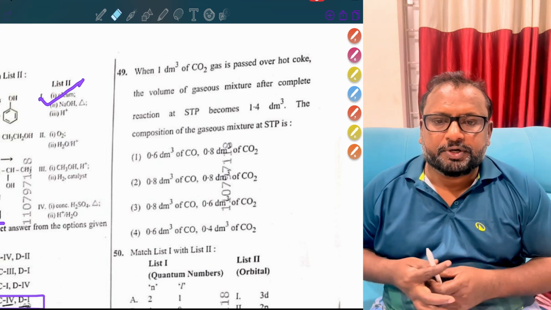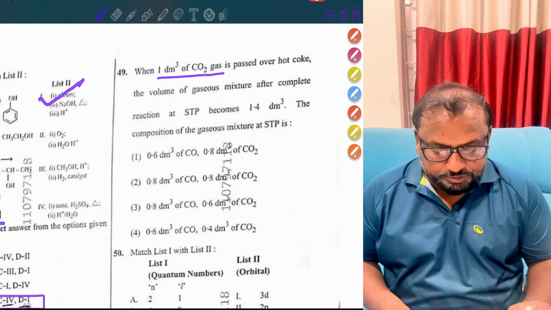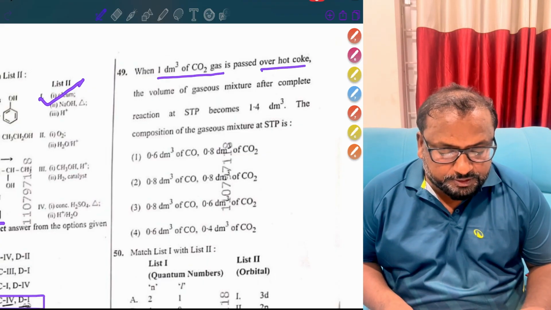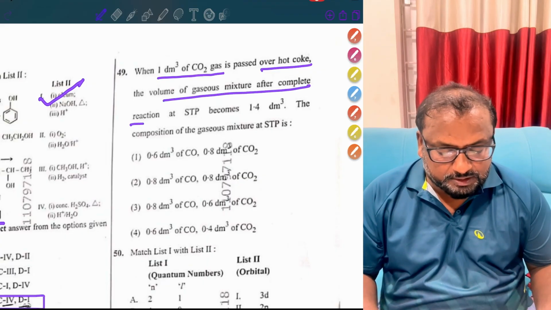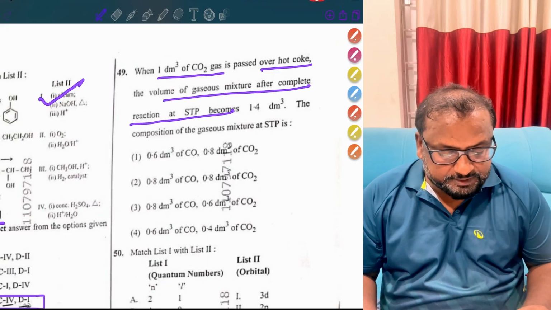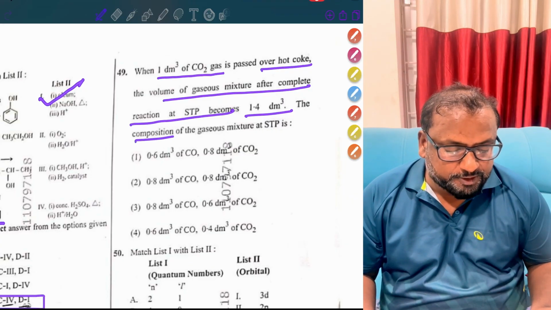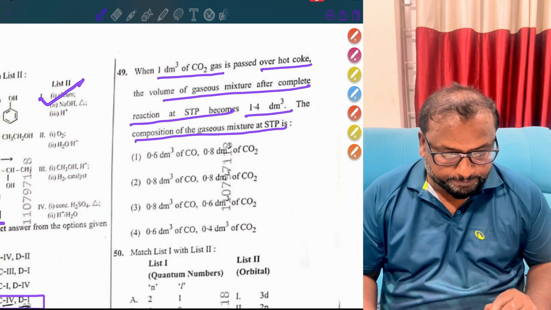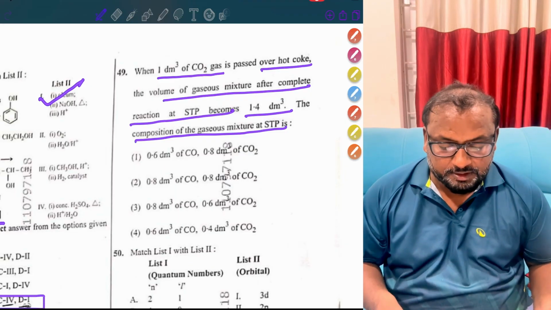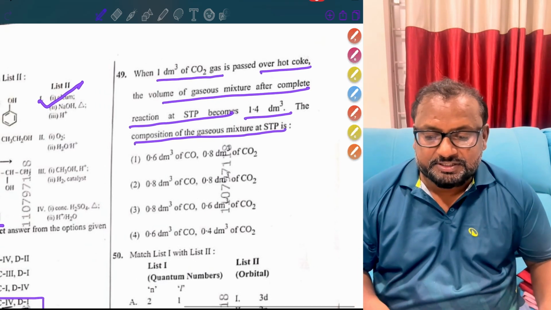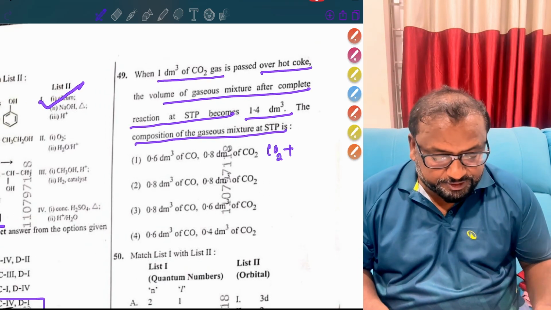Right, we'll go to the 49th question. The 49th question says that when 1 dm³ of carbon dioxide is passed over hot coke, the volume of the gaseous mixture after completion of the reaction at STP is 1.4 dm³. So what is the composition of the gaseous mixture? This is a previously asked question. This was asked in advance and some other questions also asked. We have done it many times.